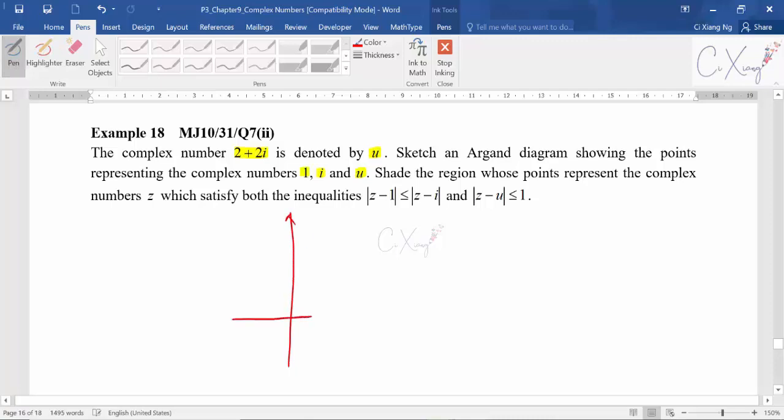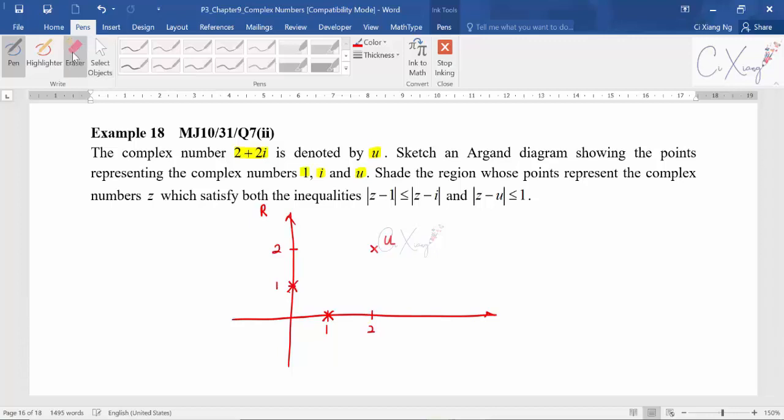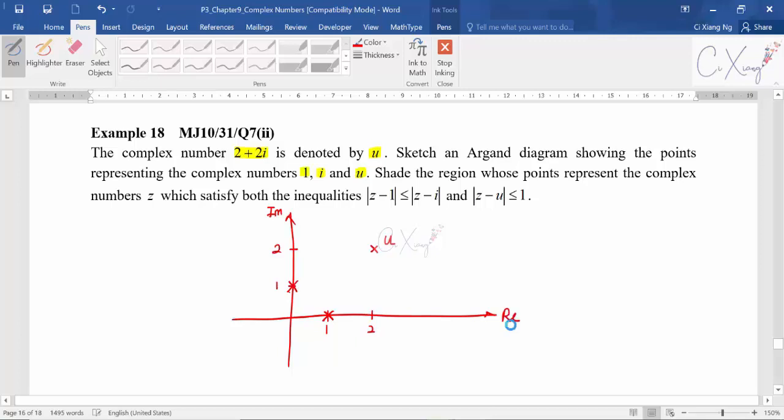Maybe I will just sketch it like this, and this is 1 unit, let's say. Then this is 2 units. They want you to have 1, so 1 means (1, 0), which is this part. i means this, and also 2 plus 2i. So this is 2 plus 2i, and you can label it as u. This is the imaginary axis, and this is the real axis. Then we're done with the first part here.